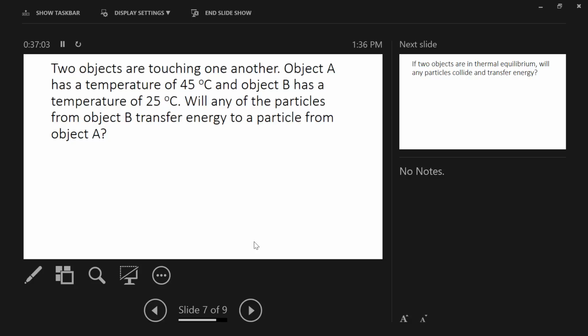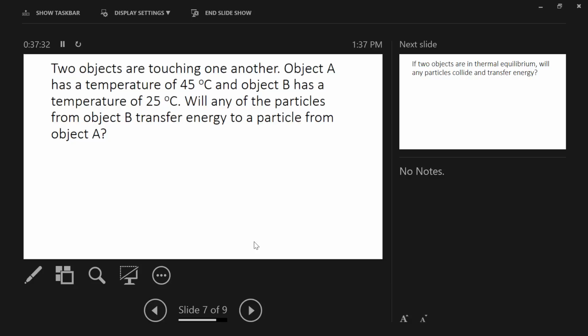So let's think about this. Object A has a higher average kinetic energy than object B. Yes? How do we know that the average kinetic energy of object A is higher than the average kinetic energy of object B? Because its temperature is higher. Okay, but remember, average kinetic energy is just average kinetic energy. There's a variation in the actual kinetic energy of the particles, just like our example here.